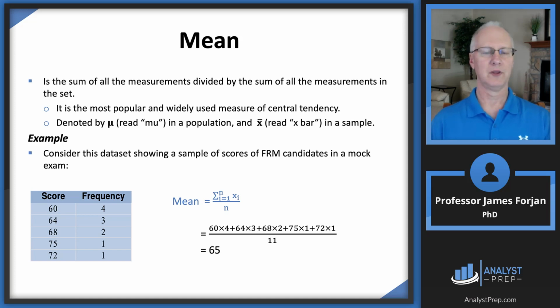Here, notice in the example in the table, we have some scores on mock exams taken by FRM candidates. We have scores from 60 all the way to 72. Some of them occur more frequently than others. Some just occur once. And so we can compute the mean at 65. Remember, that's the first measure of this distribution, the clump in the middle.